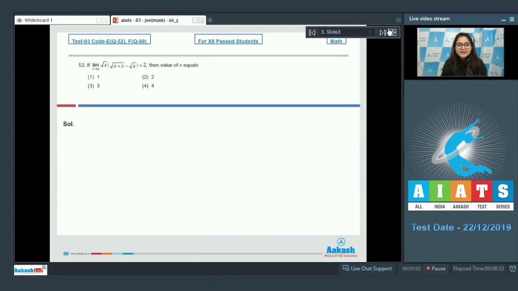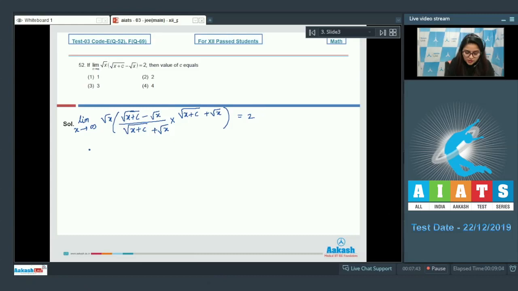Question number 52. Limit x tending to infinity of root over x bracket root x plus c minus root x is equal to 2, then the value of c equals. So limit x tending to infinity of root x, just multiply with its conjugate: root x plus c minus root x divided by root x plus c plus root x, multiplied by root x plus c plus root x, is equal to 2. Limit x tending to infinity root x, in the numerator this is x plus c minus x, in the denominator it is root over x plus c plus root x, which is equal to 2.